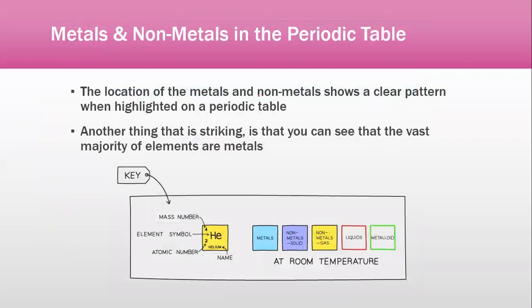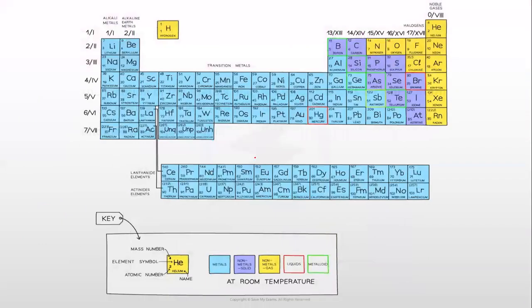Metals and non-metals in the periodic table. Now the location of the metals and non-metals show a clear pattern when highlighted on a periodic table. Another thing that is striking is that the vast majority of elements are metals. If you look at this, the blue ones are indicating your metals, whereas the purple and yellow ones are indicating non-metals.